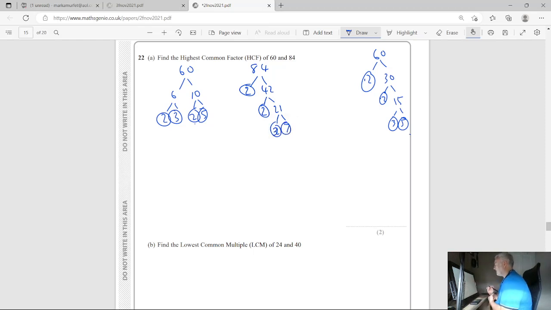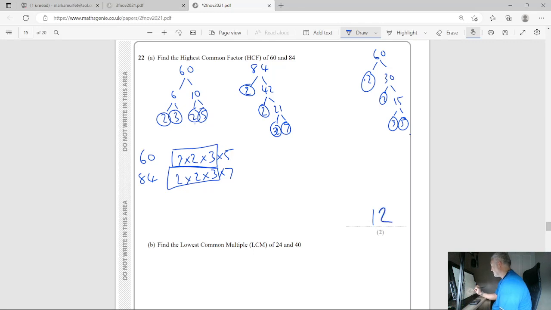So if I want the highest common factor, I want the highest number that's the same. So I've got 2 times 2 times 3 times 5, that's 60. And for 84, I've got 2 times 2 times 3 times 7. Well, those three are the same. So that's my highest common factors. 2 times 2 is 4. 4 times 3 is 12. So my highest common factor is 12. So 12 times 7 gives me 84, and 12 times 5 gives me 60.